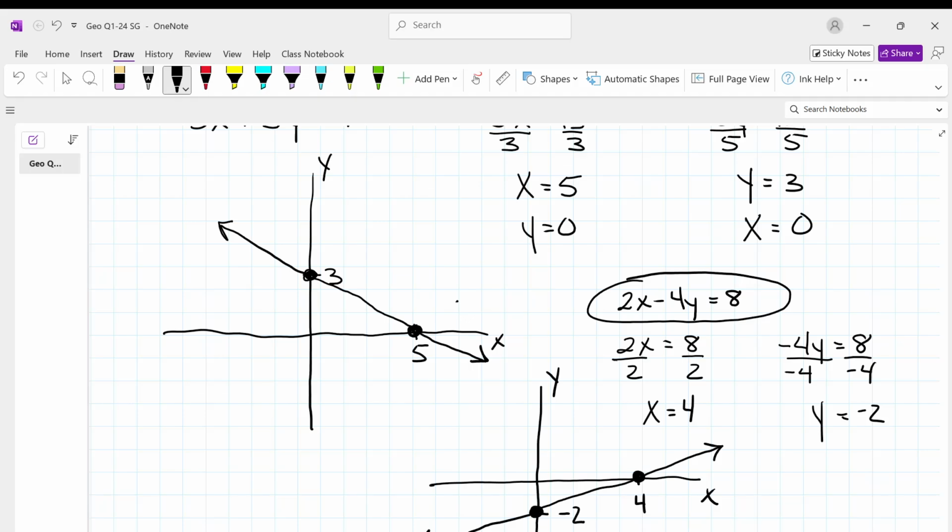All right, any questions or anybody need to see another example? Okay, then your practice for today is going to be on page 86, problems 22 through 29.